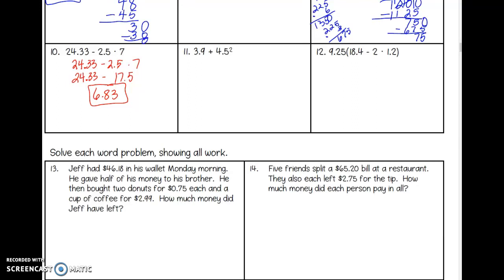Okay, next up is number 11. According to order of operations, which one am I going to do first? I'm going to do exponents. So I have 4.5 squared. How do I do that on just a normal regular calculator if I don't have that? 4.5 times 4.5. Okay, so on your calculator, go 4.5 times 4.5. What'd you get? 20.25. Okay, bring down your plus sign. Bring down your 3.9. Now with your calculator, go ahead and add those two together.